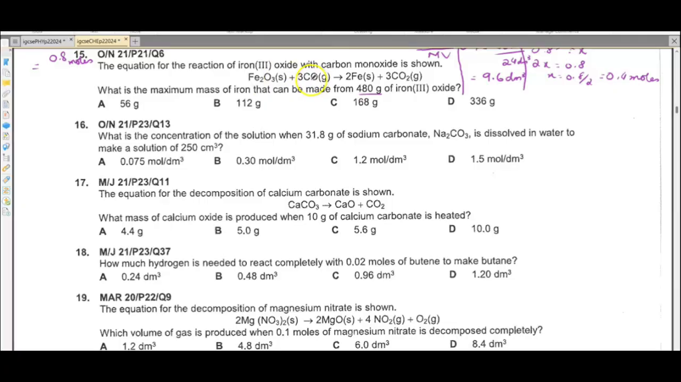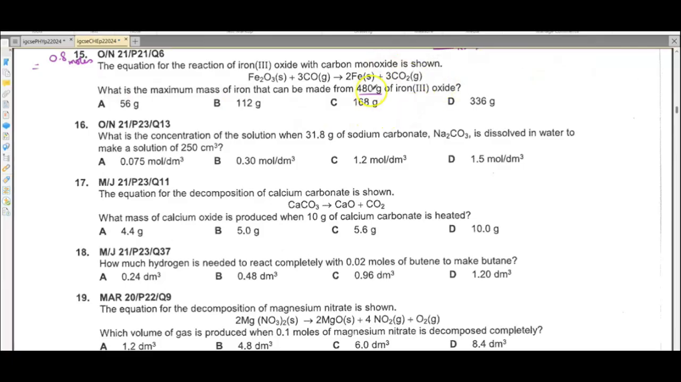In this reaction, we don't have anything related to carbon monoxide. We don't have its concentration. We don't have its volume. So in this question we are not going to be finding the limiting reactant or the one in excess. We are just given the mass for iron oxide. So we are going to find moles from that mass, and then the moles of iron, and then the mass of iron. Simple step procedure. Let me just clear the space.